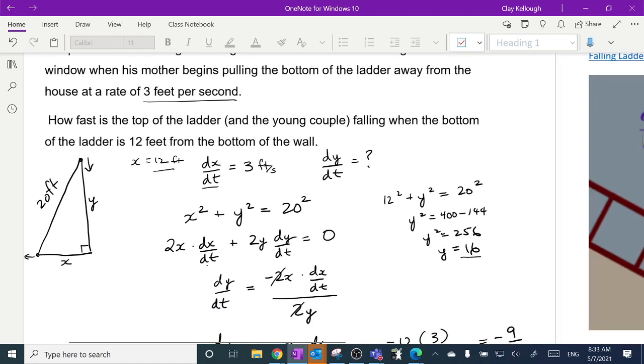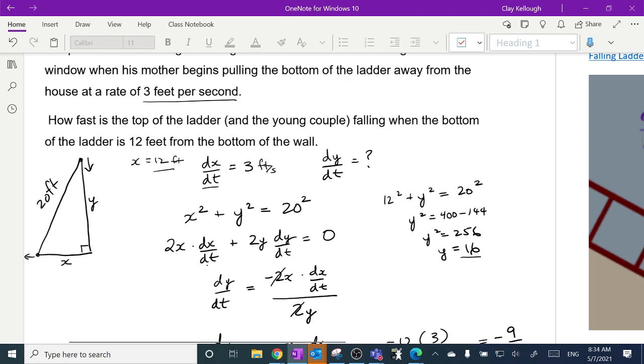The one with the ladder has 2 different variables that are changing, but one of them is changing constantly, right? The mother is pulling at a constant rate of 3 feet per second, but the top of the ladder is falling and it's accelerating as it falls. So its rate of change, which is speed, is itself changing. And of course, a changing speed is an acceleration. So this one has 2 variables. One of them's changing at a constant rate. The other one's changing at a changing rate.